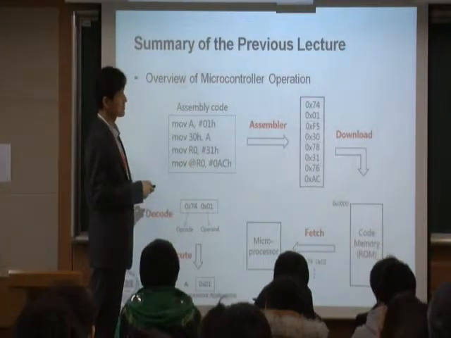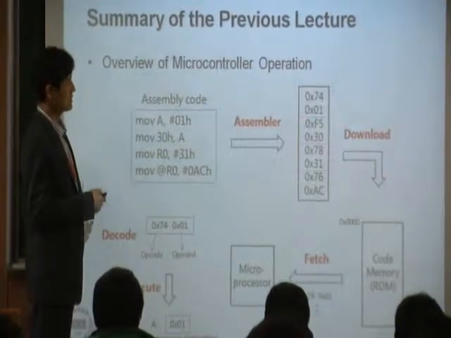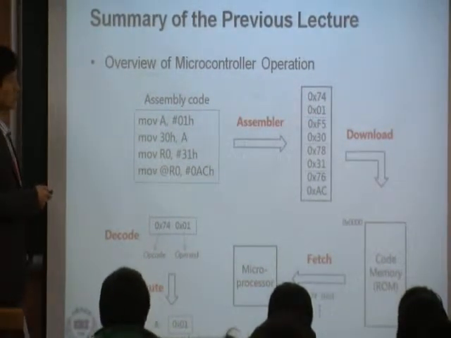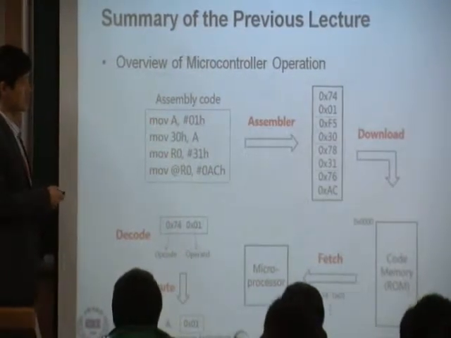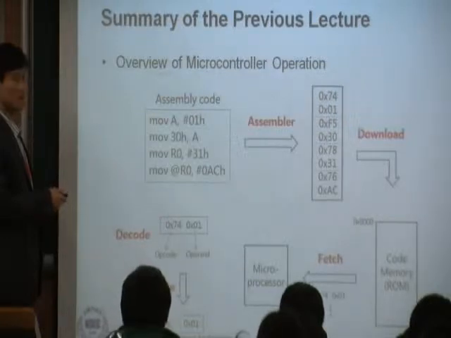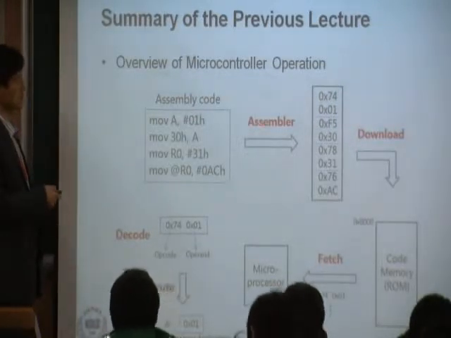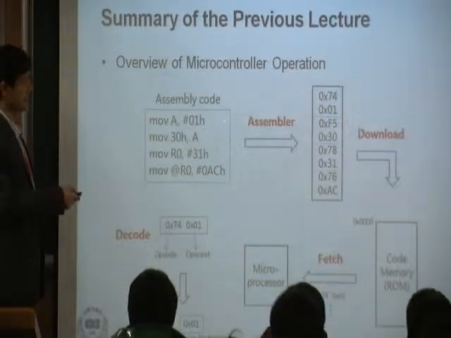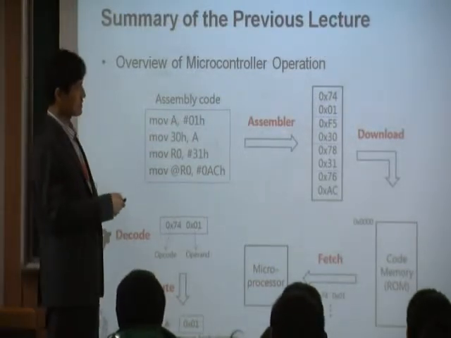For example, like this. When you see the binary code and assembly code, you will see a one-to-one mapping. This instruction is mapped to this binary. That's what the assembler does. What the assembler does is parse each instruction and map it into the binary. Simply, that's what the assembler does.